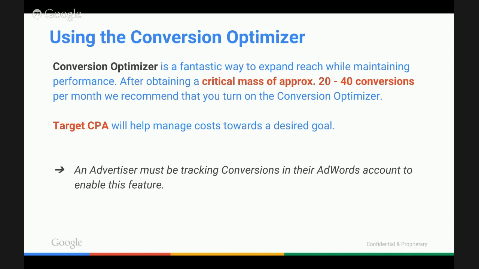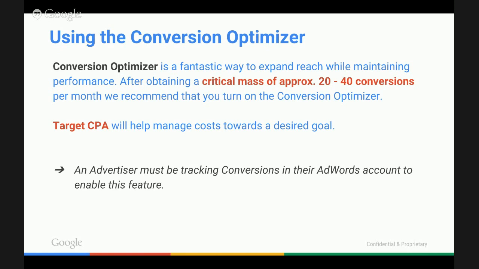Another thing to use is the conversion optimizer. That would be mostly useful for the advertisers who have their conversion tracking enabled in their AdWords, and they're actually tracking these sales or leads or registrations. It's a great way to expand reach while maintaining the performance. Of course, you have to obtain the critical mass. So usually you have these 30 conversions. I mean, we have seen the critical mass would be between 20 and 40 conversions per month. And in this way, the target CPA will help manage costs towards what has been set as your ultimate goal.